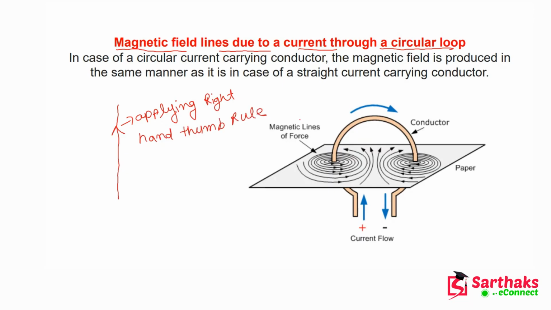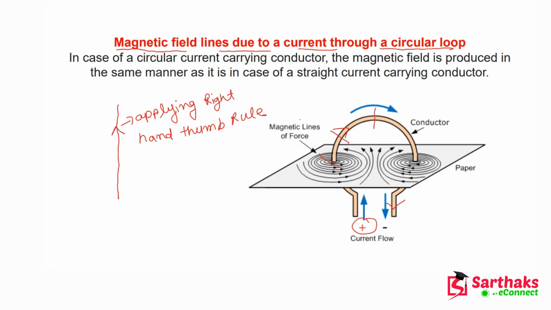But in this case, we have to find out the direction of magnetic field lines in a circular loop. This is a circular loop, and this is a battery. Current is going in this direction, moving like this, and going out from this direction. So basically, to find out the direction of magnetic field lines in this case, what do we have to do? We have to cut it in some parts.